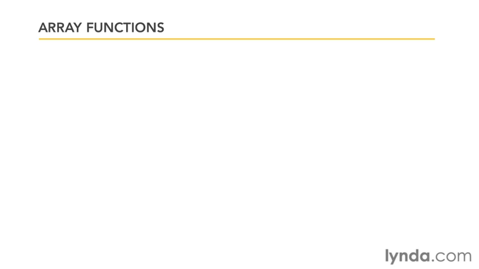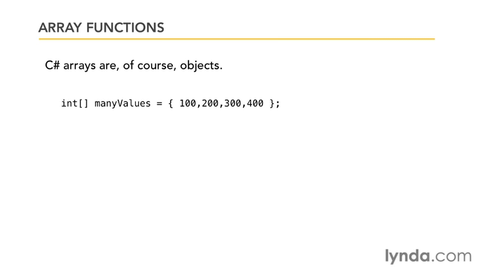Now, arrays, of course, are, just like everything else in C#, objects. So, for example, if I had this declaration here for int[] manyValues equals 100, 200, and so on, that gives me an array object with 4 entries in it. So I can then do something like this. I can say manyValues dot and then call a function called GetLength. And that will come back with the number 4 because it's how many there are.